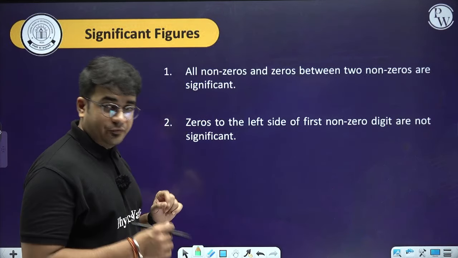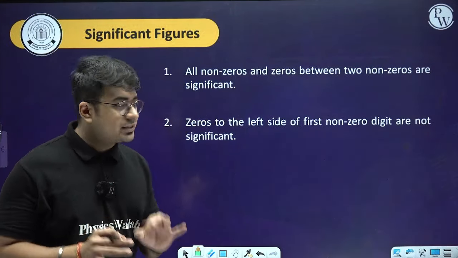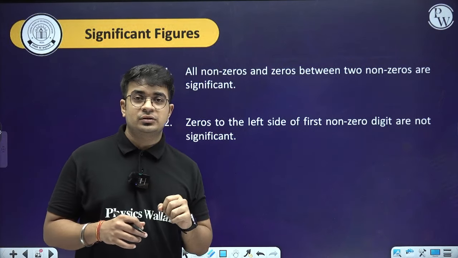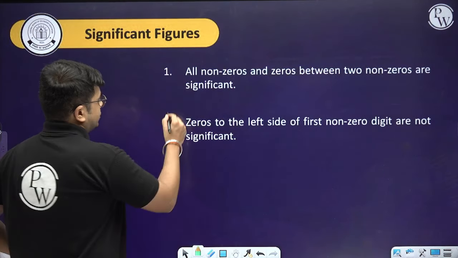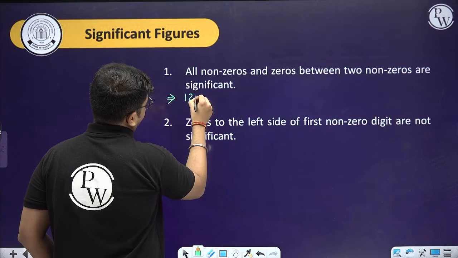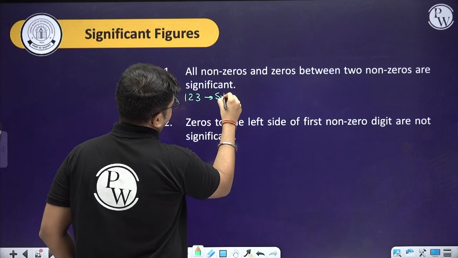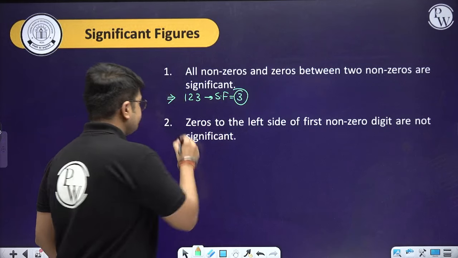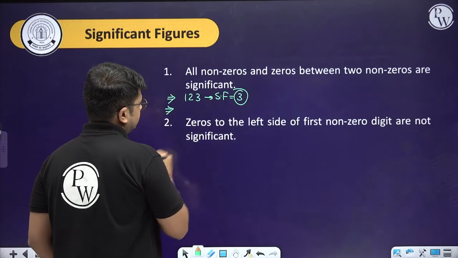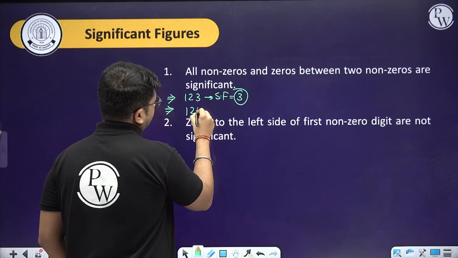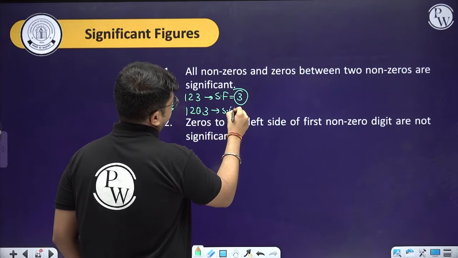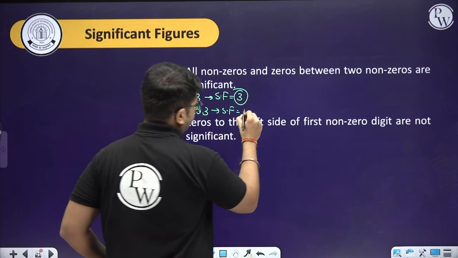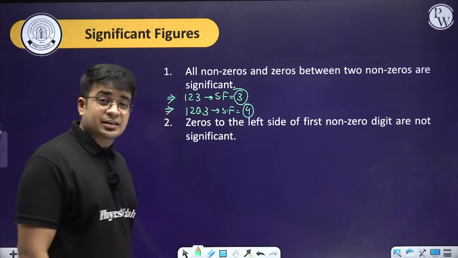First part is a very simple rule. All the non-zero digits are actually significant and all the zeros between two non-zeros are actually significant. So let's say in the measurement, I am getting the value 123. So I can say significant figures are 3 in this case, because all the values are non-zero. Let's say the value is 1203. How many significant figures are there? Now this 0 is present between two non-zeros, so I can say this is significant. So we have a total of 4 significant figures.